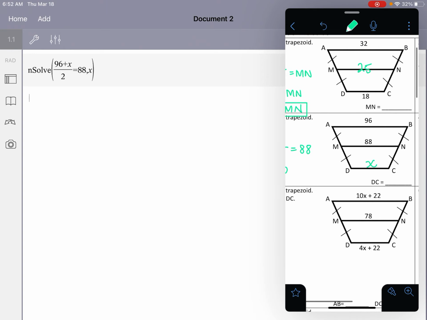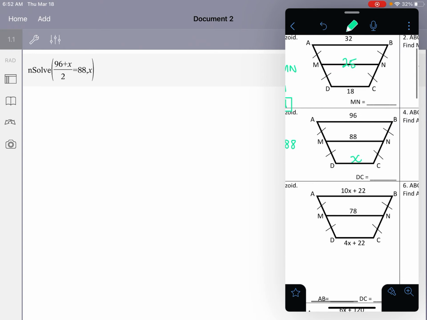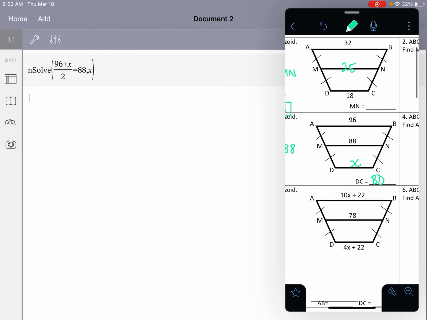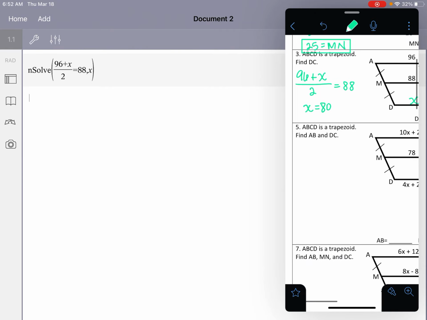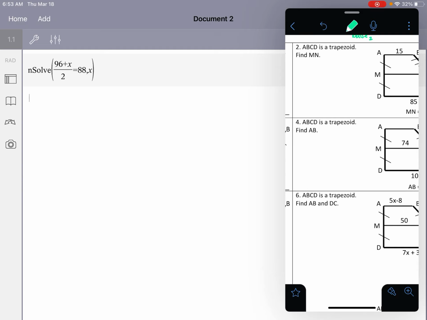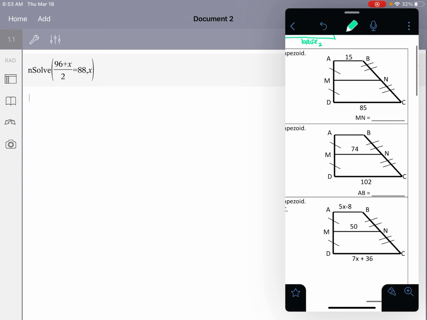So basically DC equals 80, so we put the 80 right there. And in this case, this was 25. You don't have to put an X, but I think that's probably the best way to keep it simple. Number 4, you can try that one on your own. You can pause the video real quick and give it a shot. It's the same exact process, so you should be good.